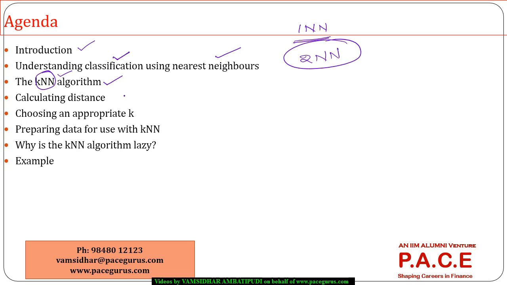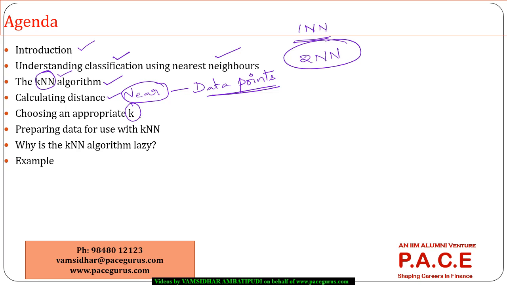What do I mean by near? How do I calculate how near the various data points are? That is where we have to talk about the distance computation. We need to understand what mechanism is available to compute the distance. So we have to talk about that aspect.